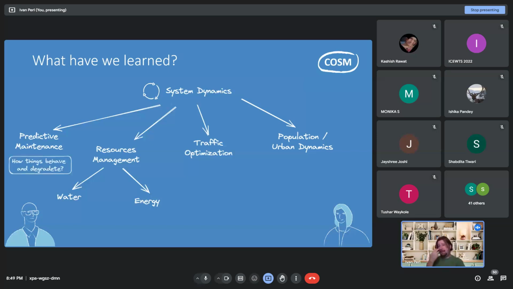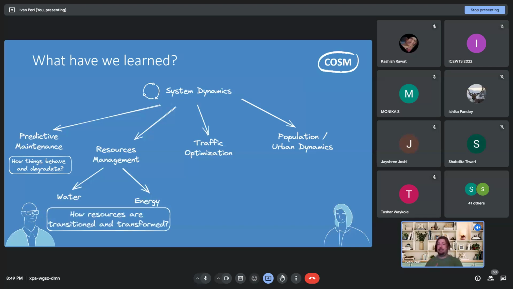From predictive maintenance, we learned a lot about how things behave and how they degrade. If something is working, some machinery or whatever, it's running out of resource one day, and we need to be able to figure out how this is happening and what the practices are for simulating this. And we did a good job here, and we learned pretty much from this exercise.